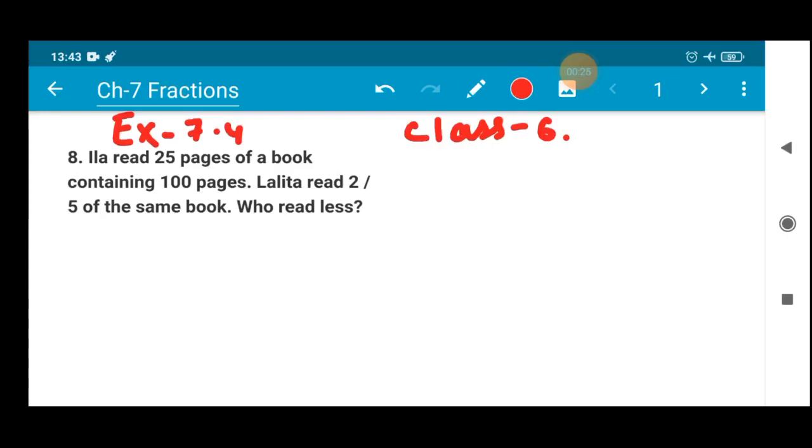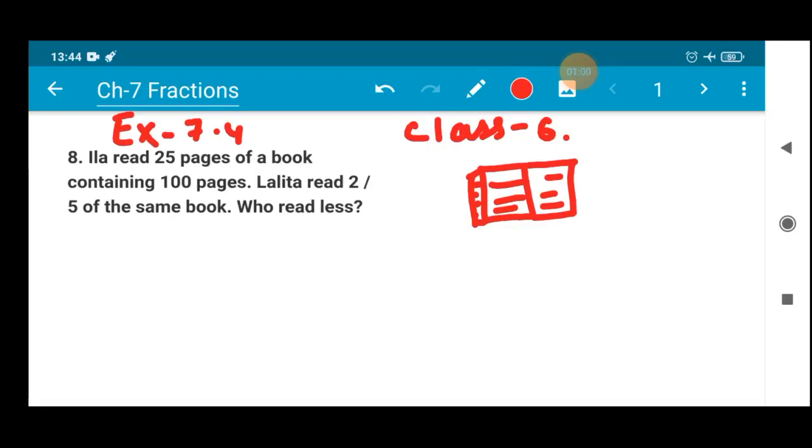Lalita read 2 by 5 of the same book. Okay, so Lalita is reading 2 by 5 of the same book. Who read less? So there are two girls here, Ela and Lalita. Ela is reading 25 pages of a book which contains 100 pages. One book is there. Alright, in that book, Ela is reading 25 pages out of that 100 pages, and Lalita is reading 2/5 of the same book.